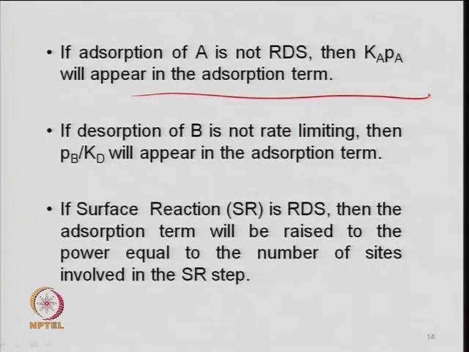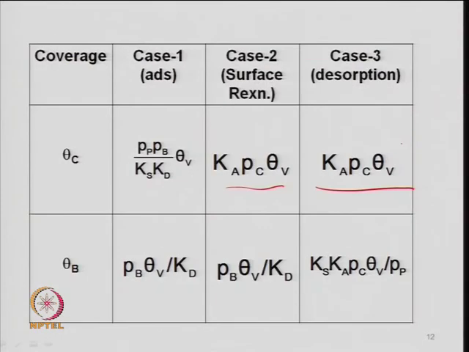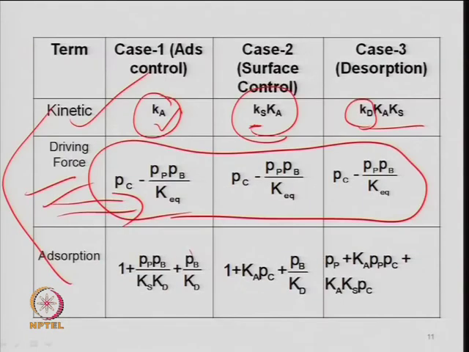So, that is the RDS step, then k p a, if this is not rate determining, then it will appear in the denominator. If it is not RDS, then it will not appear in the denominator, right. That is the interpretation which I made. And if desorption of B is not rate limiting, if B is not the rate controlling step, then P b upon k d will appear in the adsorption term. So, that is the postulation which we have defined here, the terms which are appearing in the denominator.